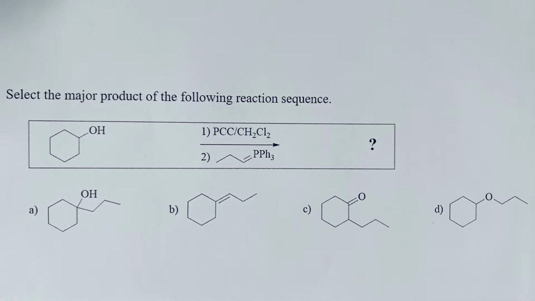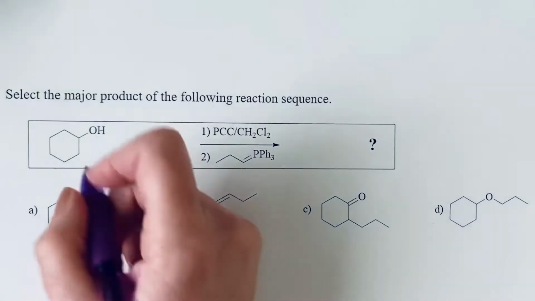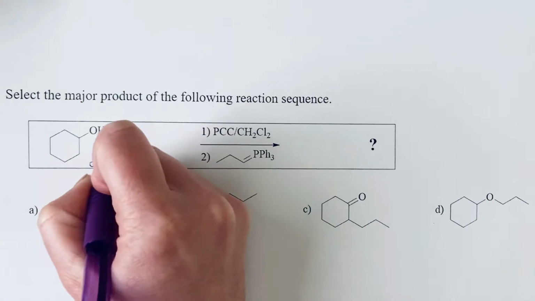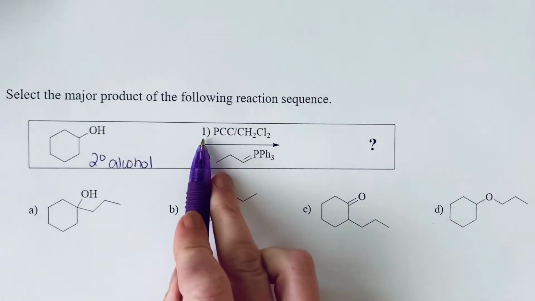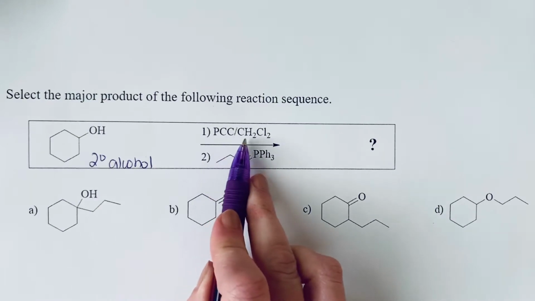Select the major product of the following reaction sequence. So if we take a look at what we are starting with here, we have this simple secondary alcohol. And the first thing we're doing is we're treating this with PCC and methylene chloride.